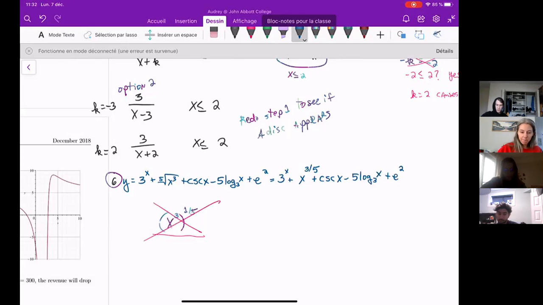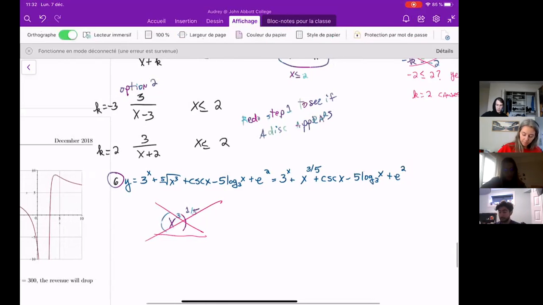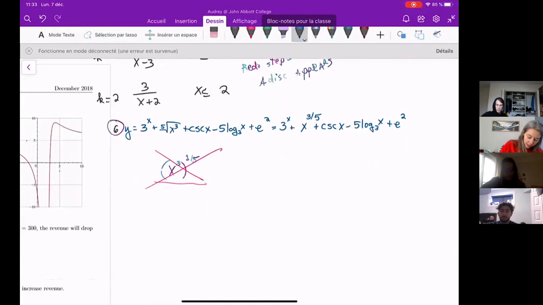And now we differentiate. And all of these are just simple known forms. I should know 3 to the x, that is 3 to the x times ln 3. Don't forget to multiply by ln of the base, plus I bring the 3 over 5 down, x to what's my new power? Minus 2 over 5.